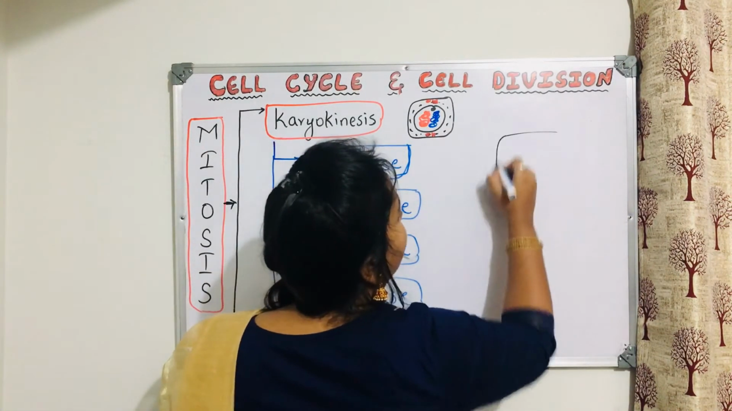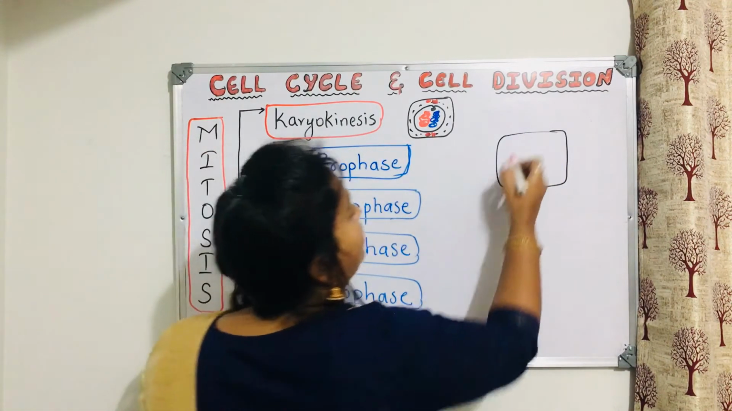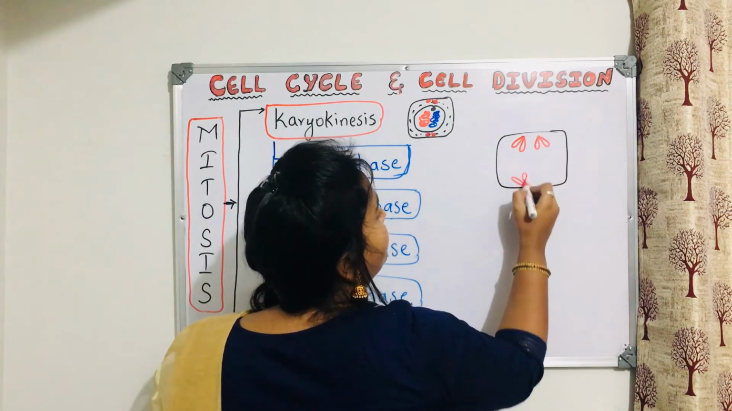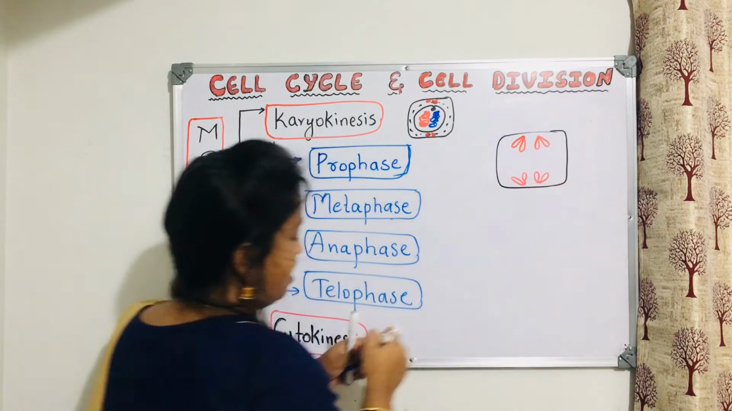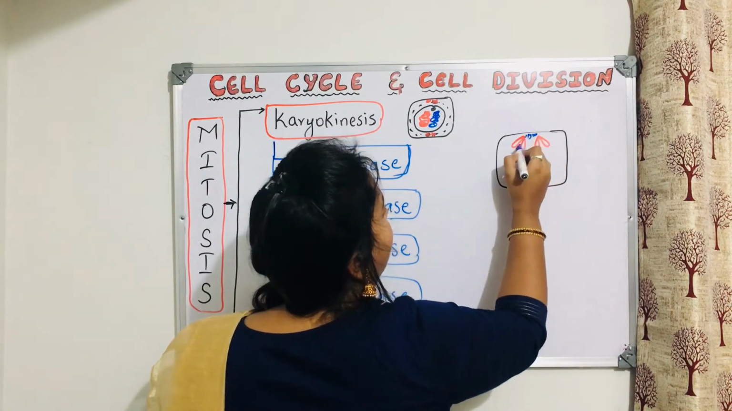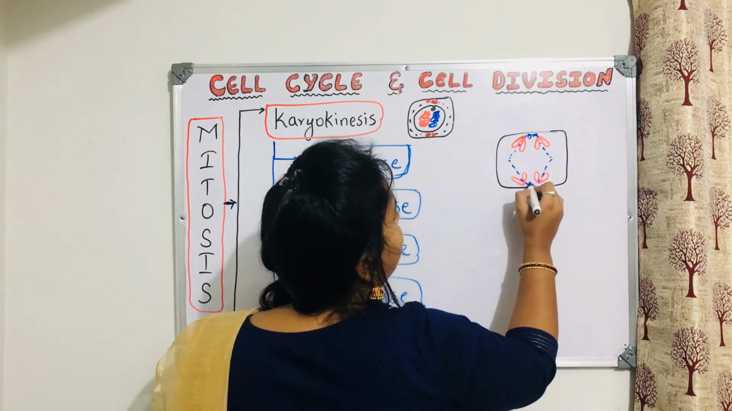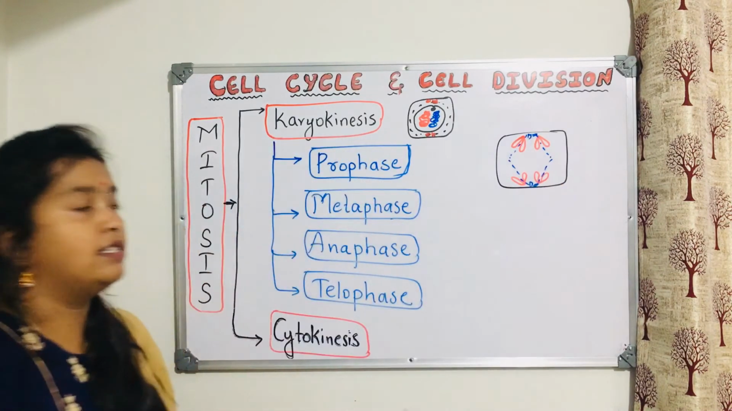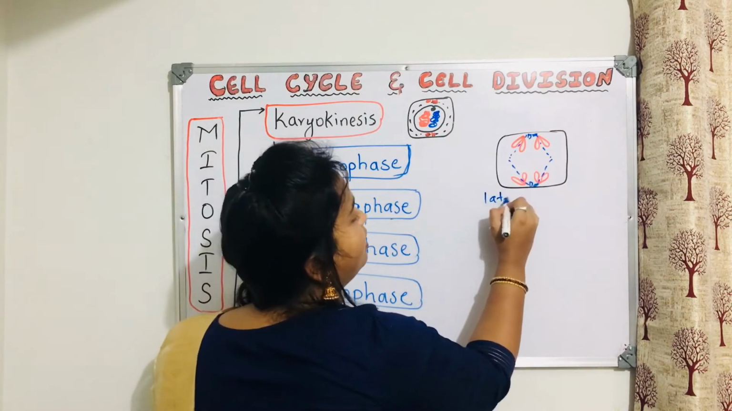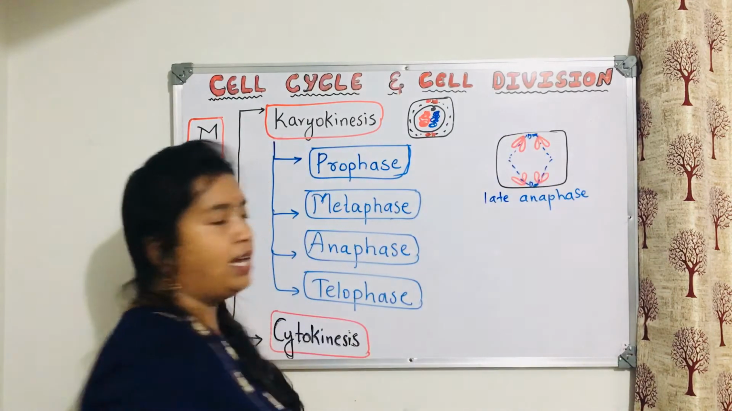This is anaphase. We saw what happened during the anaphase: chromatids moved towards the pole like this, and the spindle was there as usual. It was connected to both the chromatids. This is late anaphase. Once the anaphase is complete, this is how the thing looks.